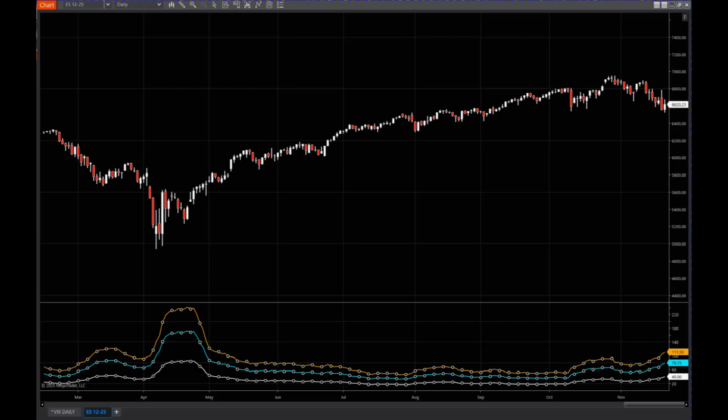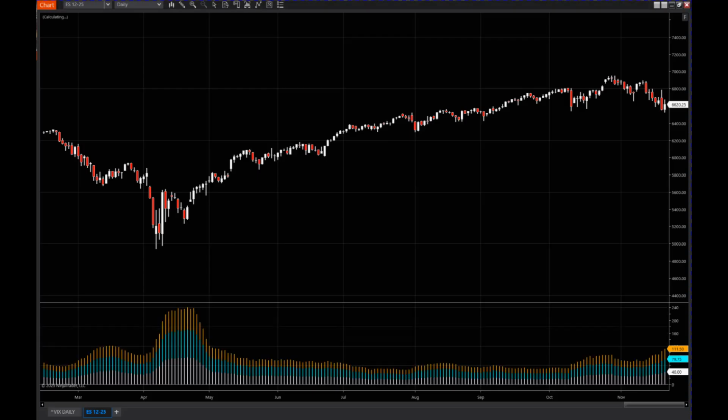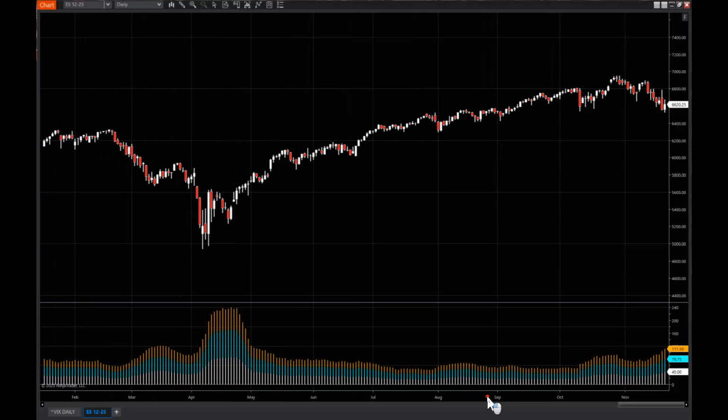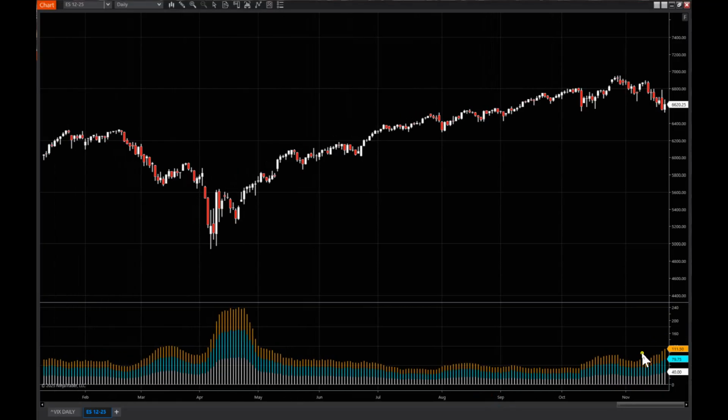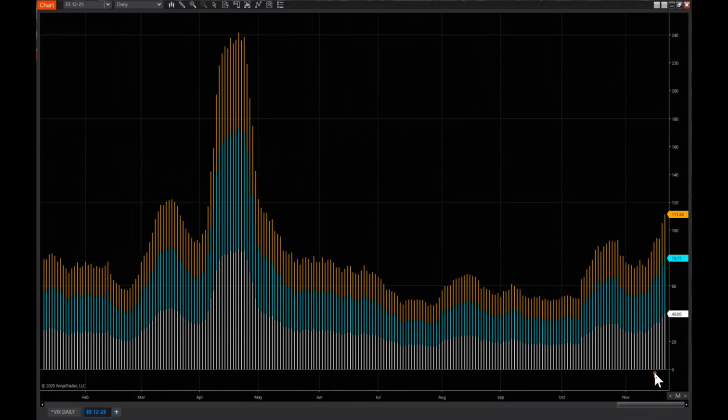Select OK. And now you can see it looks like a histogram. So you can see here that we've got 111 points, and the slope was going higher. We can maximize this and look at it more closely.